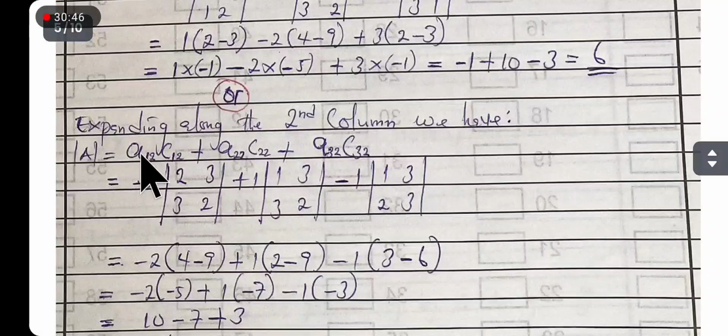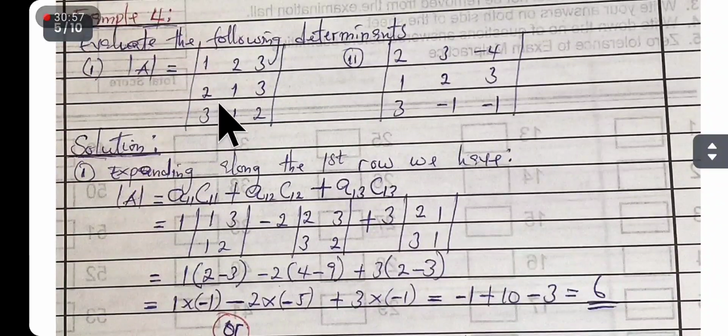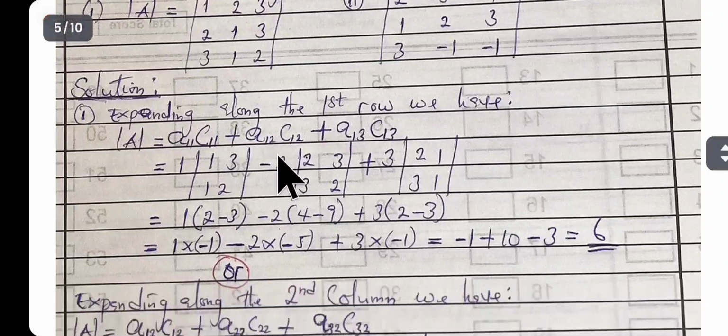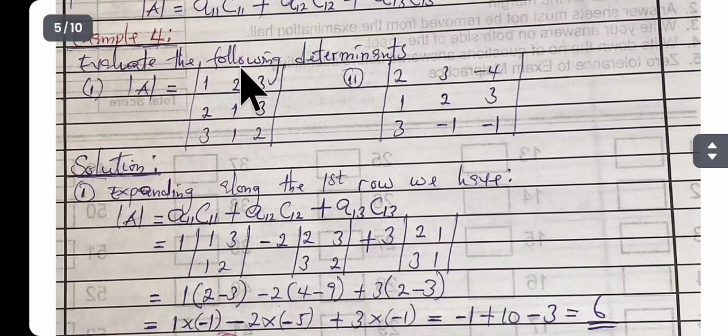Or expanding along the second column. You can expand along the first row, which we have done, or second row or third row, or first column, second column, or third column. You still have the same answer. Now let me show you how to do this along the second column. Any one of your choice can go.